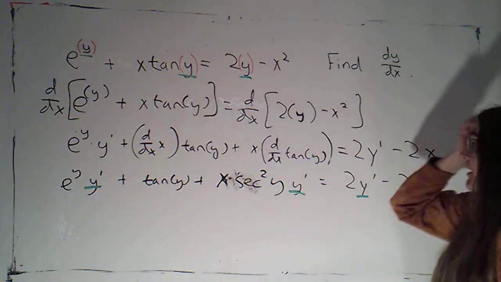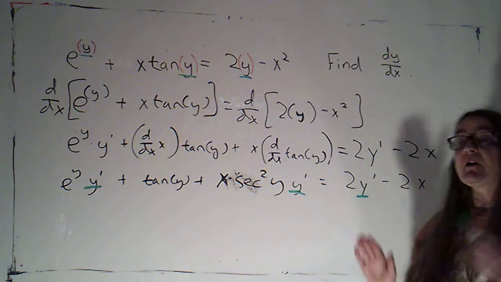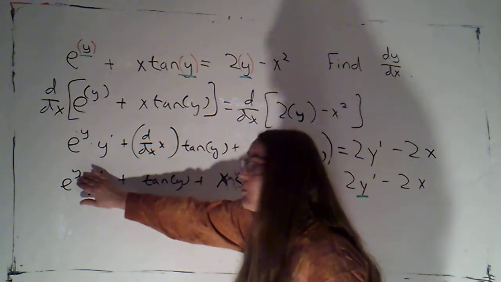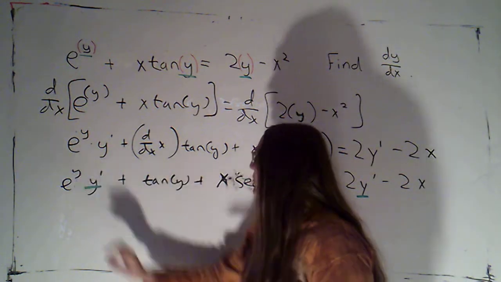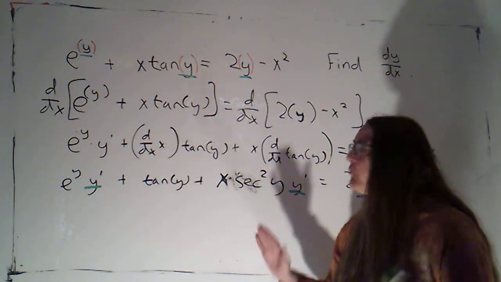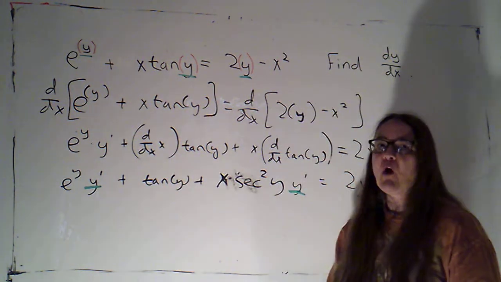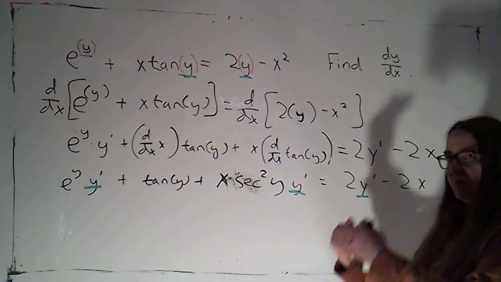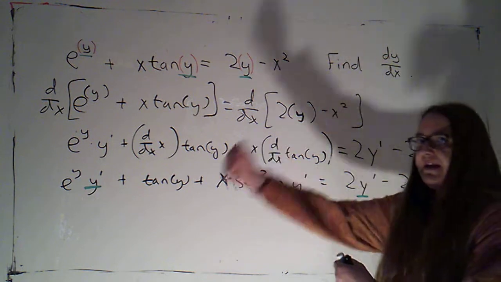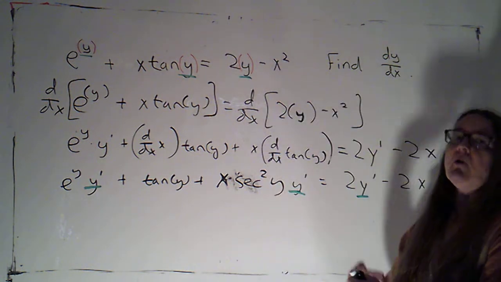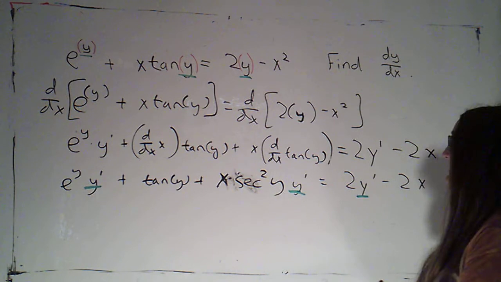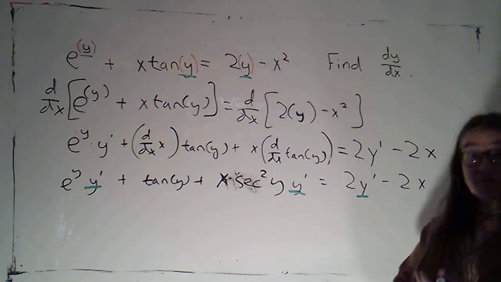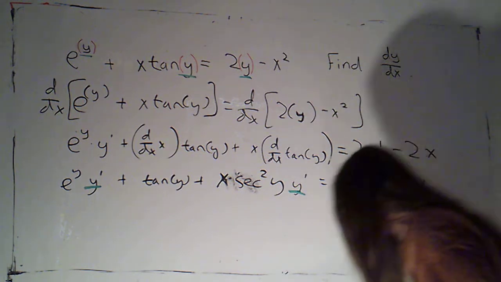The other thing I want to point out is that the y primes are never plugged into another function. I'm not going to see e to the y prime, though I might see e to the y. I'm not going to see tangent of y prime. I can see tangent of y. That's because the chain rule never has me plug the derivative of the inside part into something else. It just has me multiply by the derivative of the inside part.